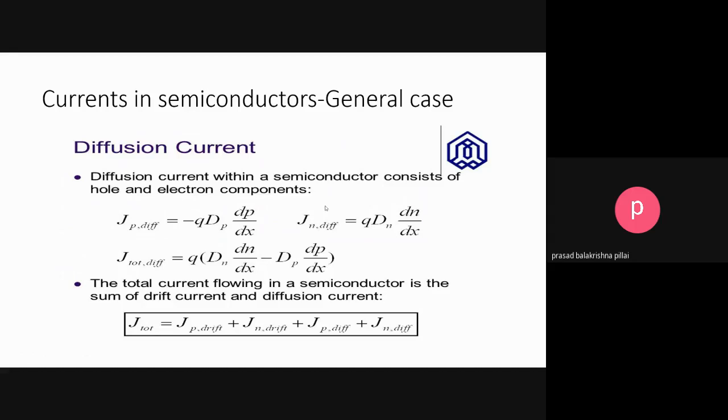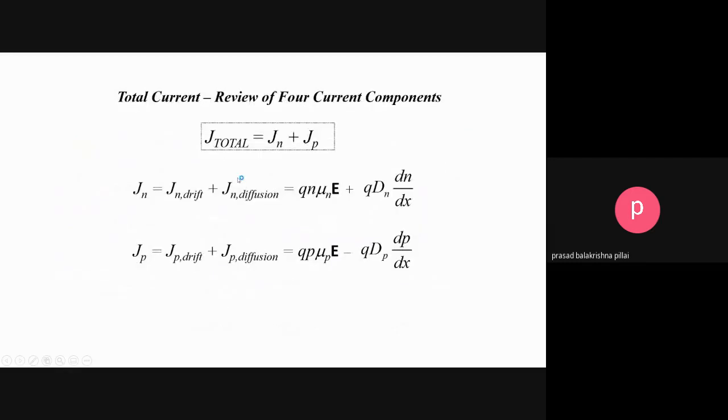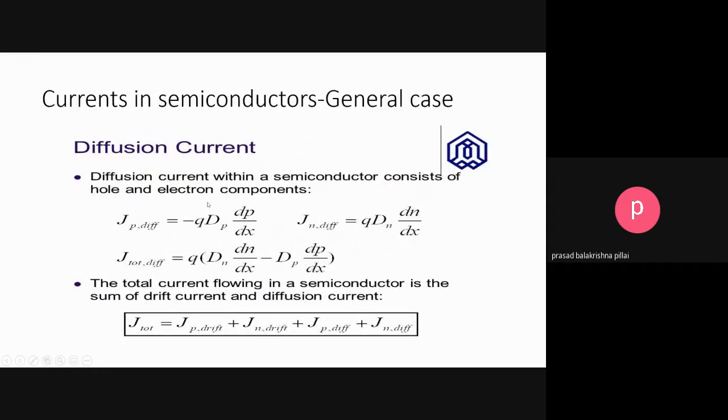Your high school physics, or in your graduation, you might have studied about Fick's law. That is, the flow is decided by the concentration gradient. So the current density will be decided by the concentration gradient. It's a one-dimensional case we are considering. So it is decided by dp by dx for the holes, and for the electrons, it will be decided by dn by dx. The constant of proportionality is Dn, the diffusion constant for the electrons, and for holes it is Dp. This is the diffusion constant.